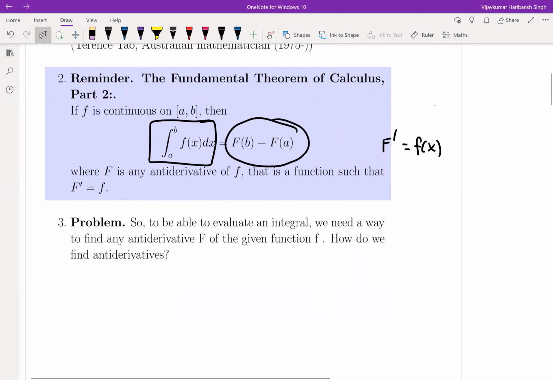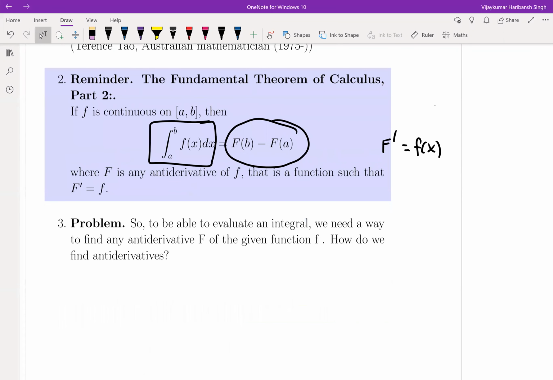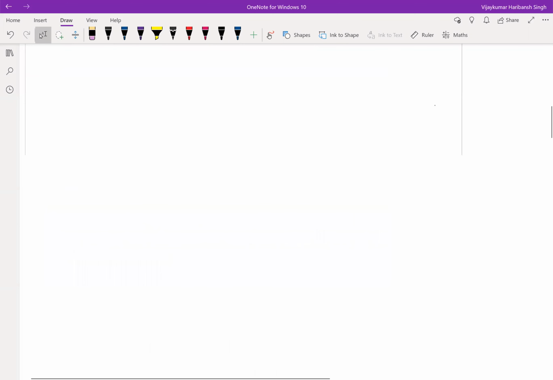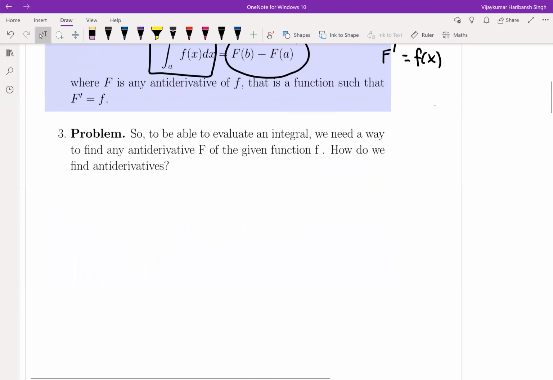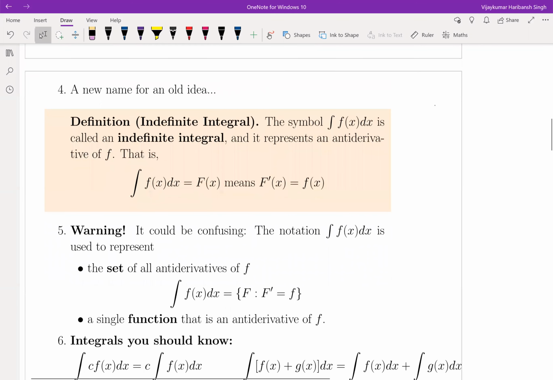So now let's see how this is going to help us basically compute the definite integral of the function. Okay. So we have already established this connection in the last class. So here, let's define the indefinite integral. It's another labeling for antiderivatives. So the symbol integral of f of x dx is called indefinite integral, and it represents the antiderivative of f.